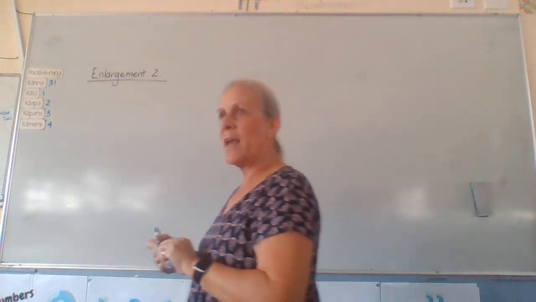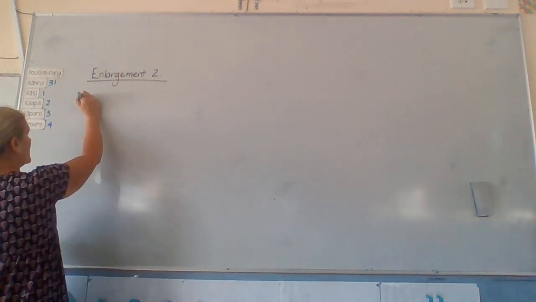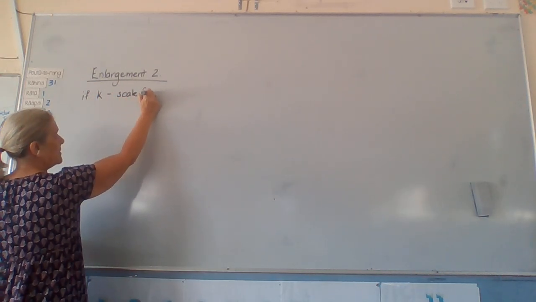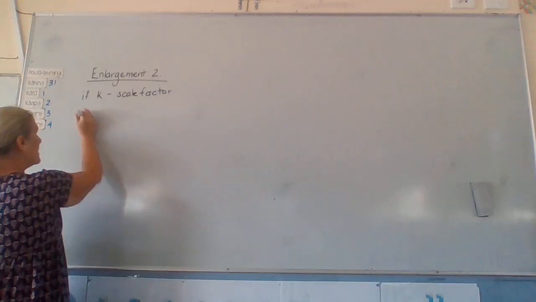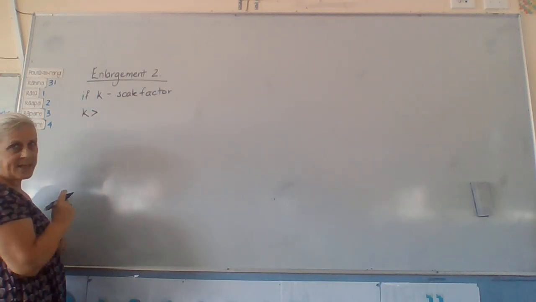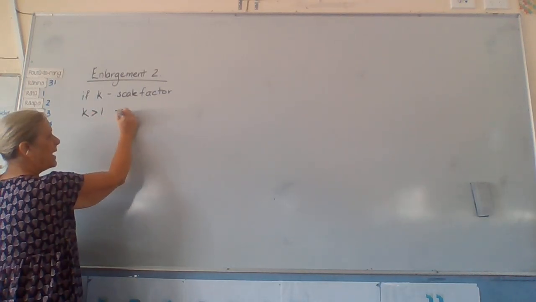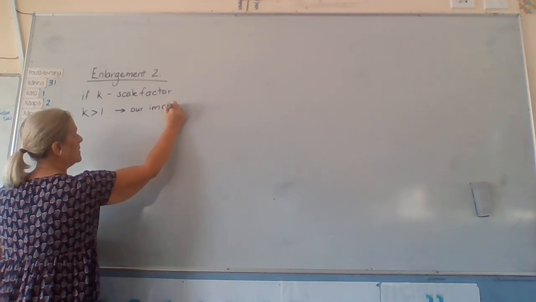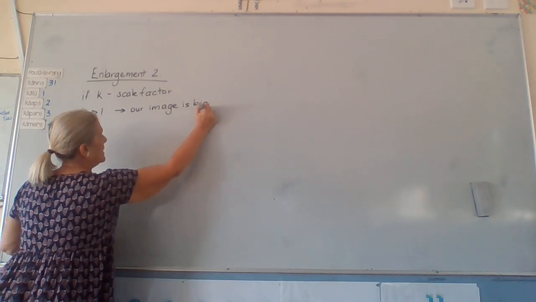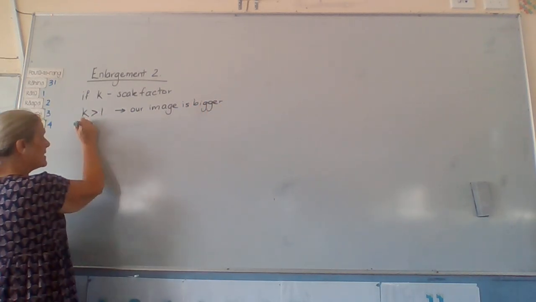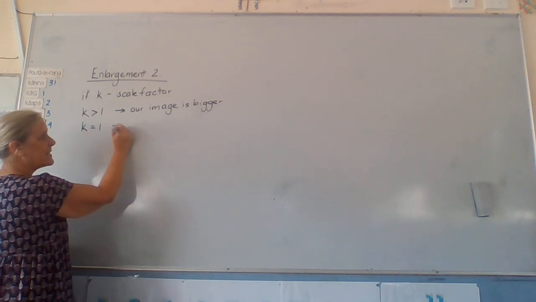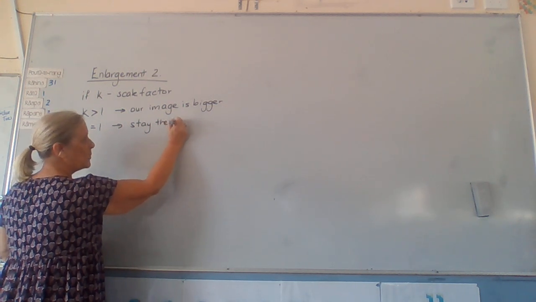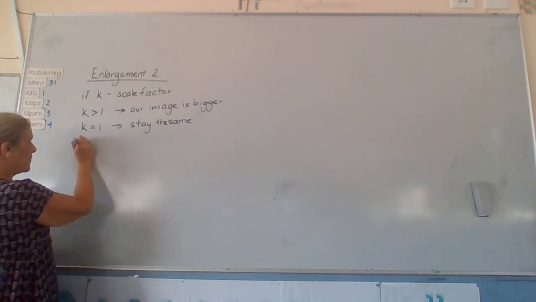So we're just going to recap that. If K, our scale factor, is greater than 1, our image gets bigger. If K is equal to 1, it stays the same. It doesn't move anywhere, it doesn't grow or shrink.